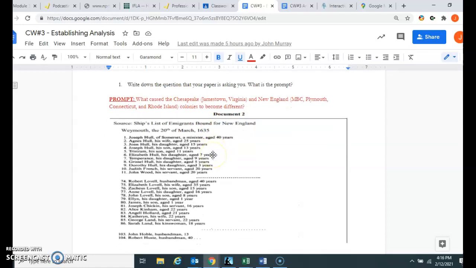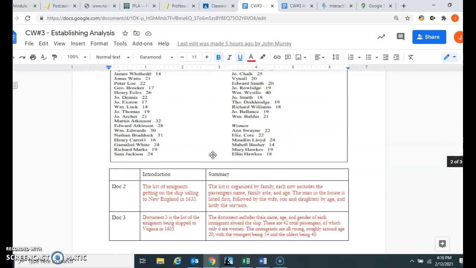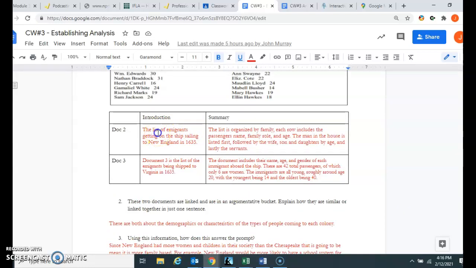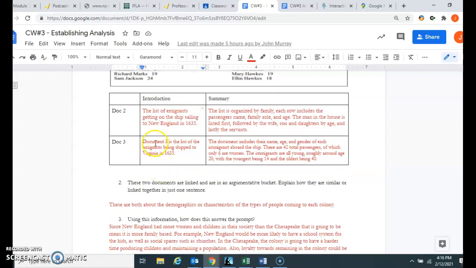Just labeled a couple different colonies from those regions. So, introduction of the documents is right here. For document 2, it's just a list of immigrants coming to New England. They just took that source code, turned it into a sentence. And then the summary is they explain what that list is of. It's organized by family. It explains how the man is first, followed by the wife, good and detailed. Same thing with document 3. Turn that source line into an introduction. And then the summary, again, just goes through some of the characteristics.